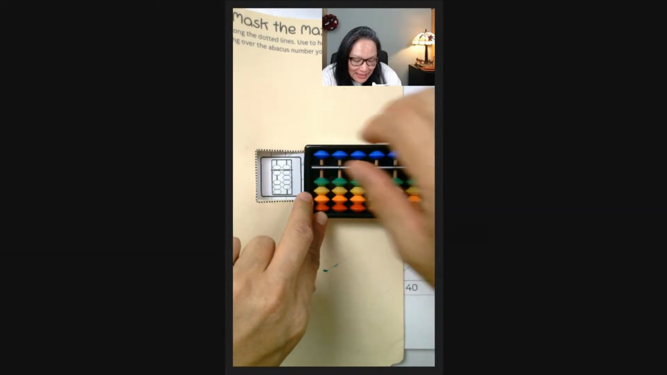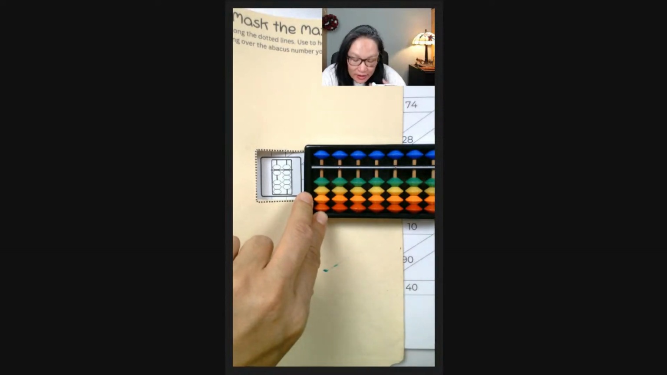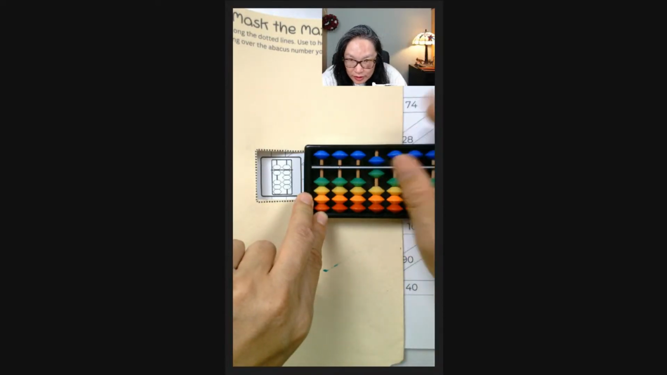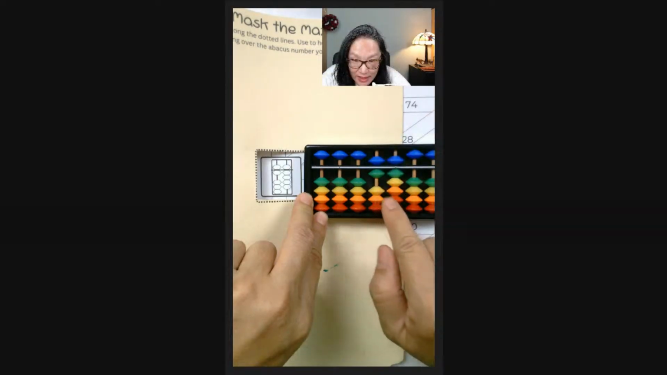It's like trying to understand this, and then we're going to be doing some brain gymnastics. You're going to be able to see the numbers, and it'll be very easy. But we're practicing right now just to understand what the numbers look like. So this is my tens, and this is my ones.